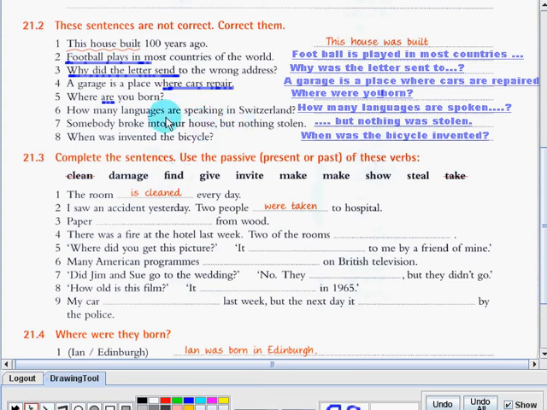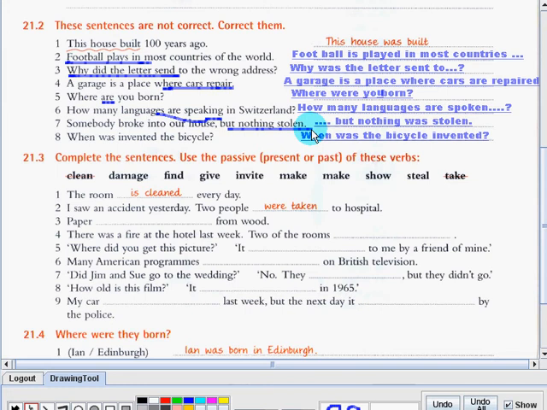Alright. Okay, how many languages are spoken in Switzerland? Let's have number 7. Somebody broke into our house, but nothing stolen. Which one is the wrong part? This one. It should be, somebody broke into our house, but nothing was stolen.